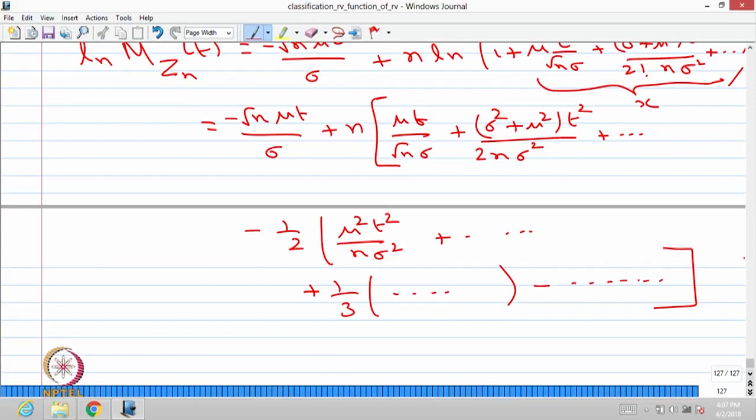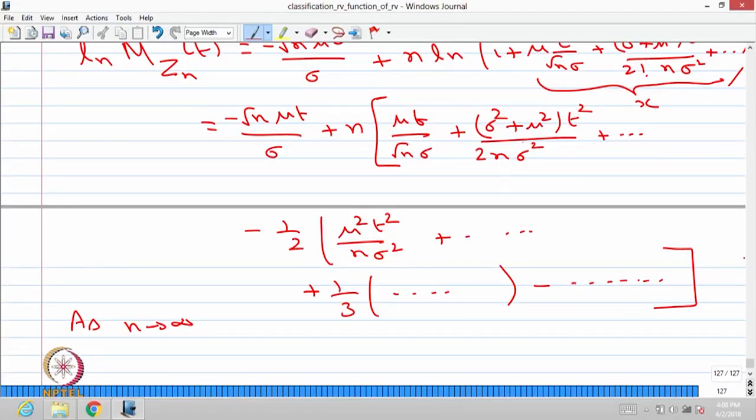The reason is, as n tends to infinity, even though I use the word larger n, here we are going for n tends to infinity. The n in the numerator and many terms with n in the denominator cancelled. And all the other terms will be in the form of 1 divided by n. Not only that, this one and this one cancel, whereas the sigma square plus mu square t square, this one with the first term here, that cancels.